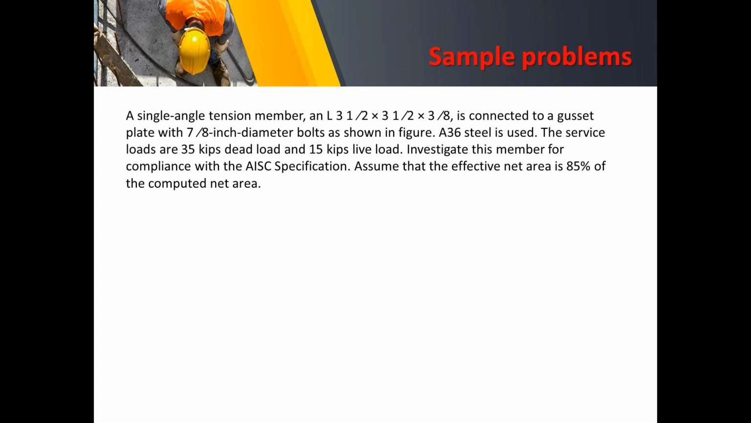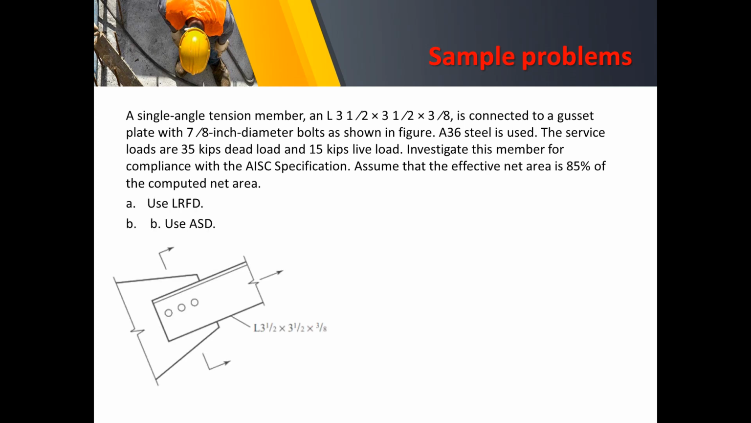So moving on to the next example. Here we have a single angle tension member, L3 1/2 by 3 1/2 by 3/8 thickness, connected to a gusset plate with 7/8 inch diameter bolts, as shown in the figure. Again, A36 steel is used.